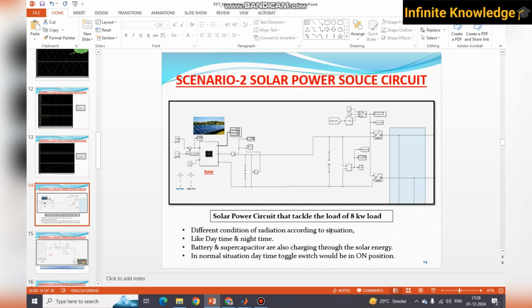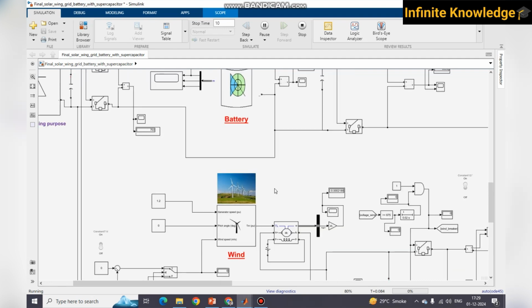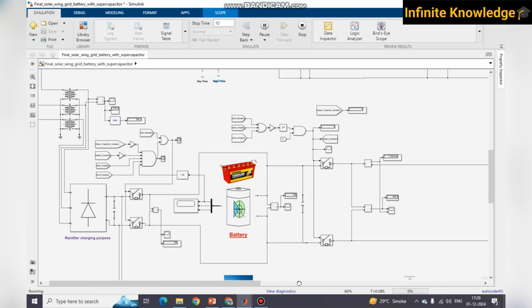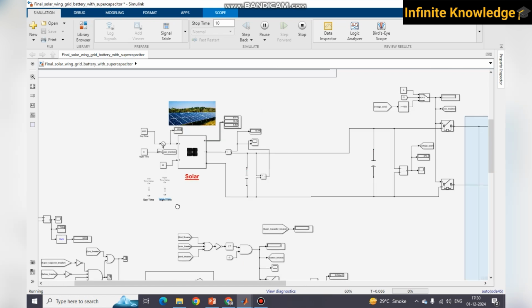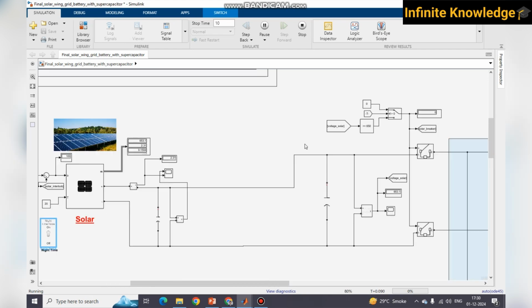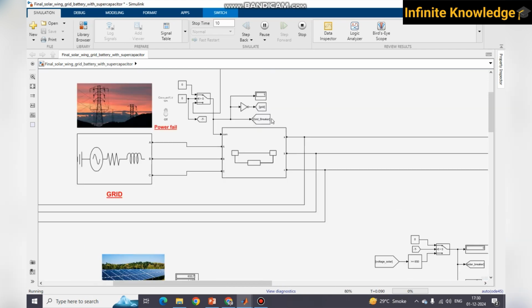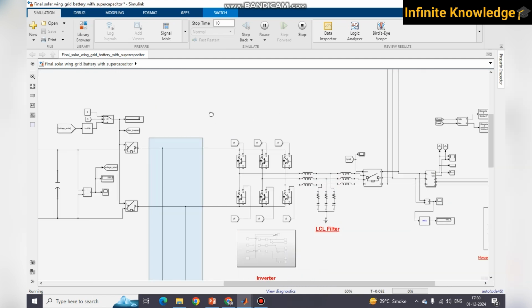Different conditions of the radiation according to the situation. So we have considered the daytime because we want to generate power from the solar. You can switch off the power from the solar here also by just switching over to night time. Whenever I switch off this daytime and switch on the night time, my voltage will be reduced and again go back to the grid. Okay, so yes, it is totally automatic.